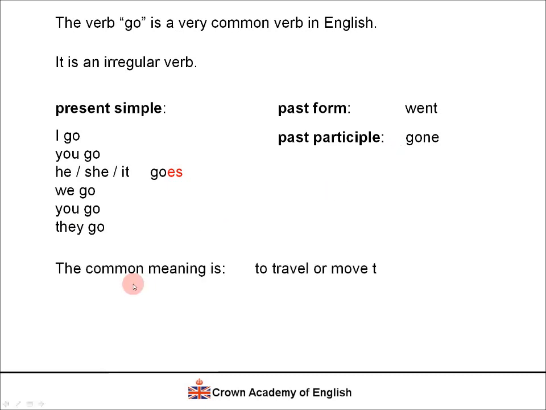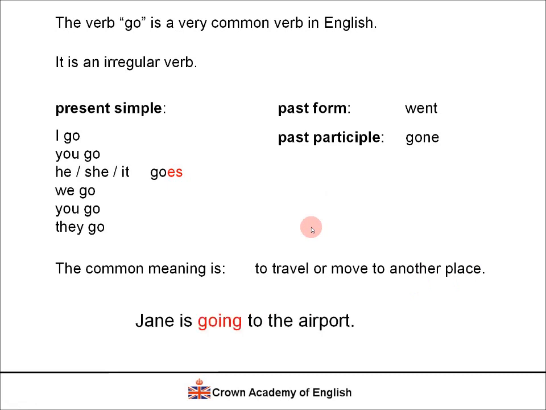And so the common meaning of the verb go is to travel or to move to another place. So another example is Jane is going to the airport. So this is the meaning of go as a simple, normal main verb.